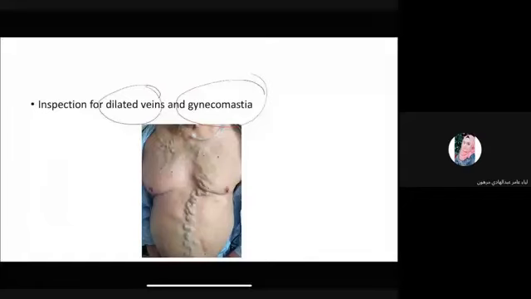So what are the steps of inspecting the chest? Number one is to look for scars, to look for any deformities, and to look for dilated veins and gynecomastia.